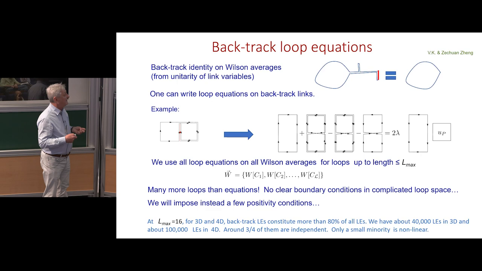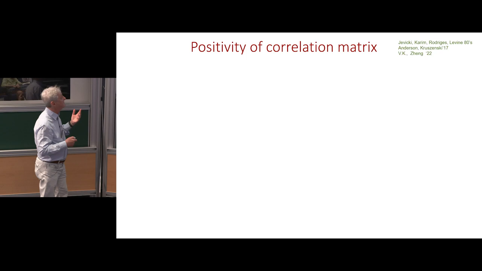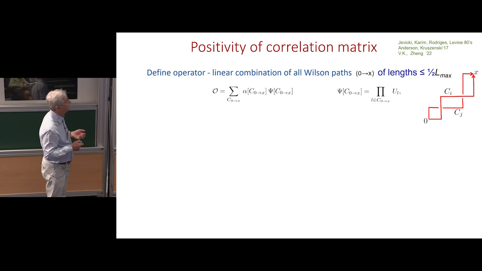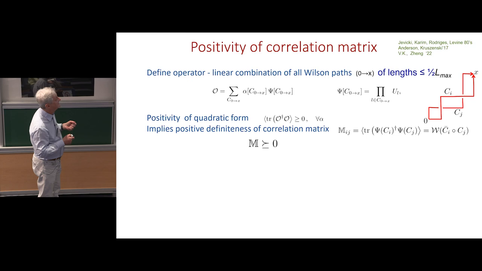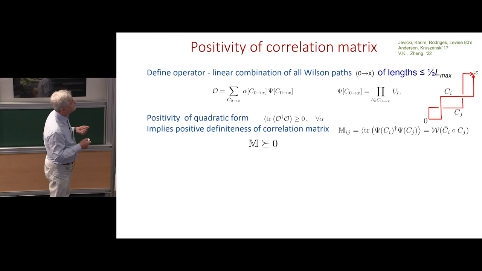Okay, then positivity, similar to the matrix model. We do the following. We take Wilson paths on the lattice going from 0 to x, all possible paths with the length which doesn't exceed one half of Lmax, our cutoff. And then we form the following operator. It's a linear sum of all possible paths, each with its own arbitrary coefficient. Then we again define the positive definite quadratic form by taking the dagger, the trace, and averaging it.